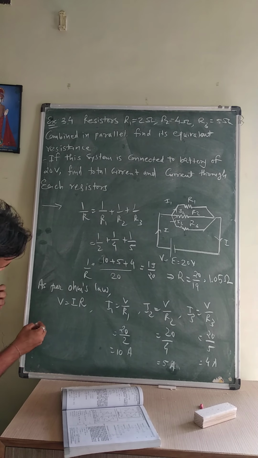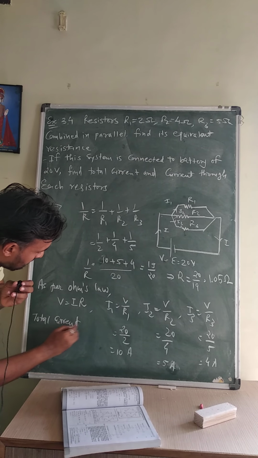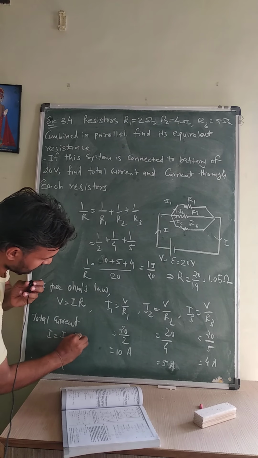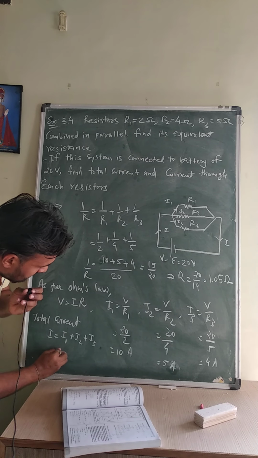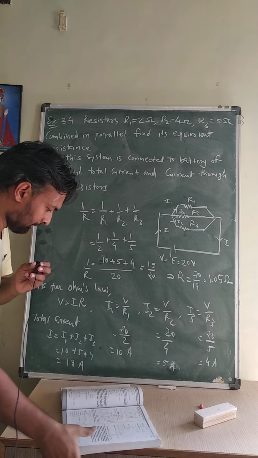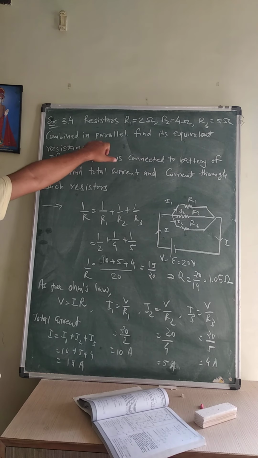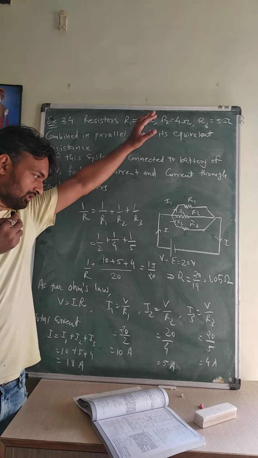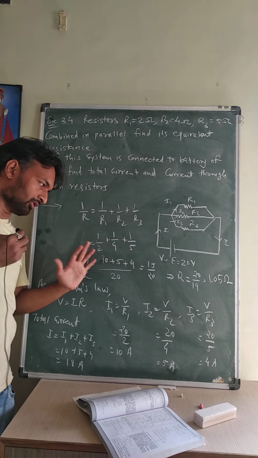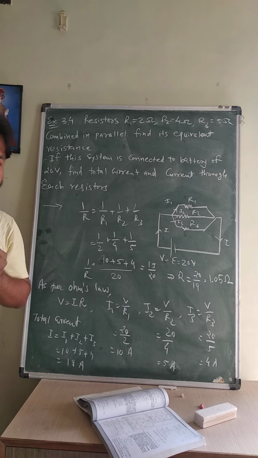The total current I will be equal to I1 plus I2 plus I3. That is 10 plus 5 plus 4, so that is 19 ampere. This is the value of the current passing through the circuit. So here is the answer. It's one of the easiest examples. If in place of a parallel combination it is a series combination, then also you can easily find the answer. Okay, now we'll see the next example.